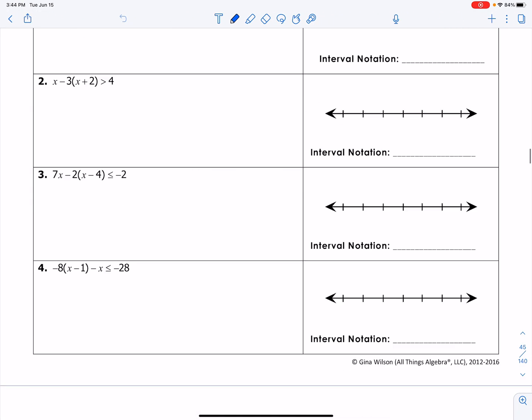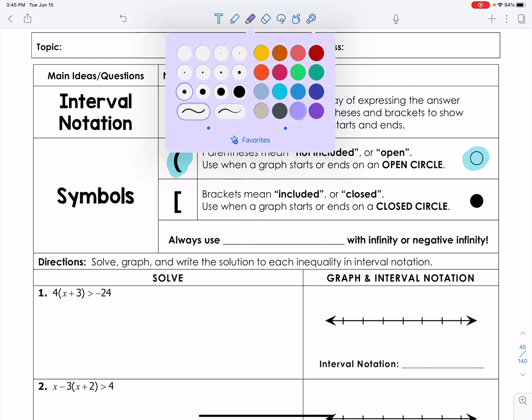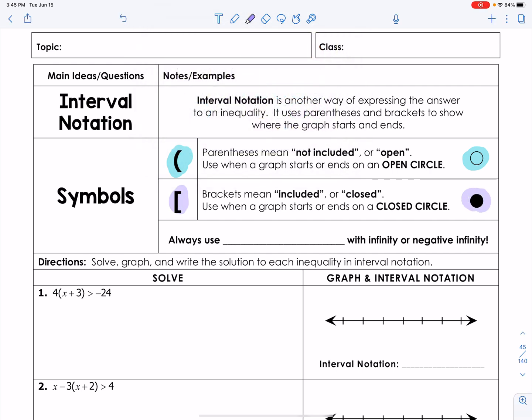All right, so we're going to do interval notation. And if you look at this, interval notation is a way to answer an inequality. It uses parentheses and brackets to show where it starts and ends. So if you look at this first one, if it's a parentheses, that means it's an open circle because it's not equal. And if it's a bracket, that means that it's a filled in circle. Okay, you're always going to use parentheses with your infinity signs.